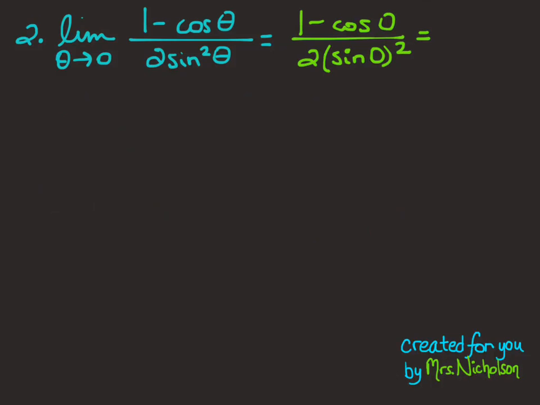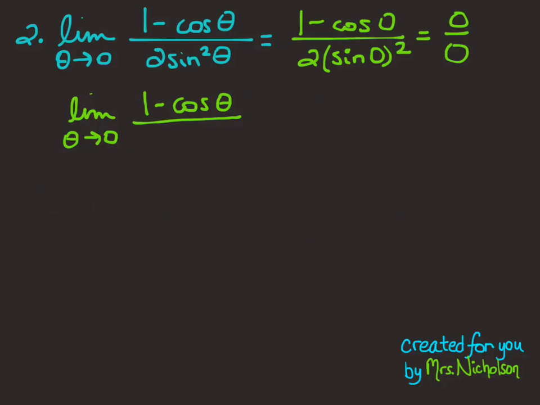So let's evaluate this. Cosine of 0 is 1, and 1 minus 1 would be 0. And then sine of 0 is 0, and 0 squared would be 0, times 2 is still 0. So I have 0 over 0. Don't have an answer yet, but it seems like a limit does exist. So we need to do some manipulation here. So I have 1 minus cosine theta in the numerator. There's really nothing I can do with that. So I'm going to leave 1 minus cosine theta.